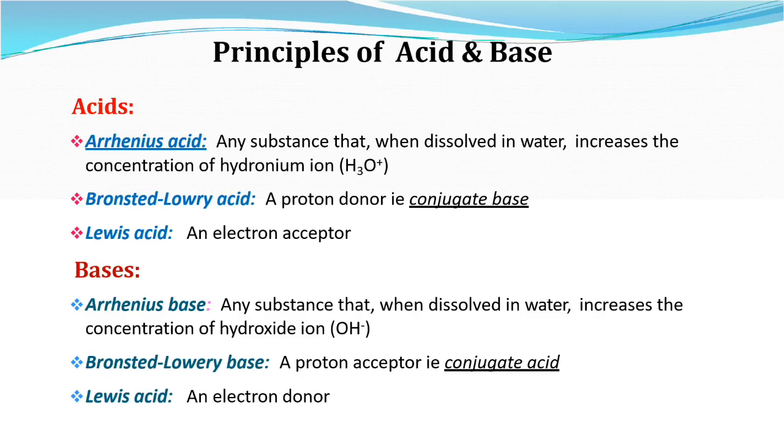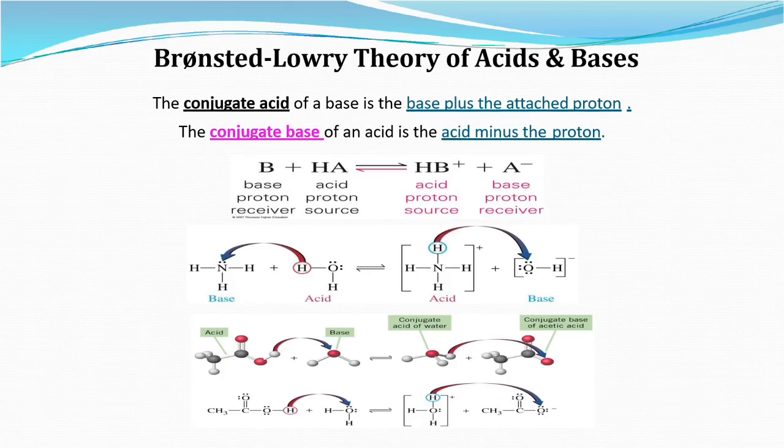And in the Lewis concept, electron acceptor and electron donor. When the Brønsted-Lowry theory of acids and bases is concerned, it is a conjugate acid-base theory. Sometimes we call it like that. Here in this case, a base reacts with an acid to form another acid and another base. If this base is a strong base, the conjugate acid will become a weak acid.